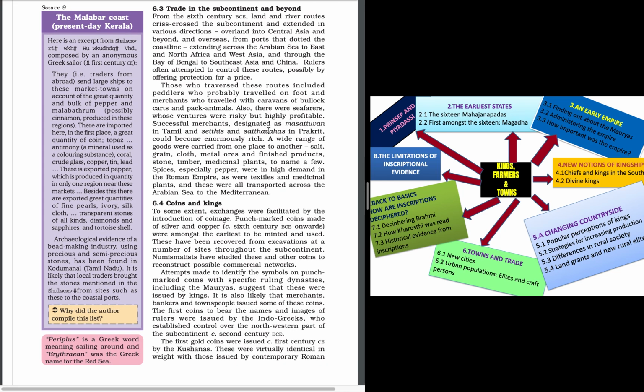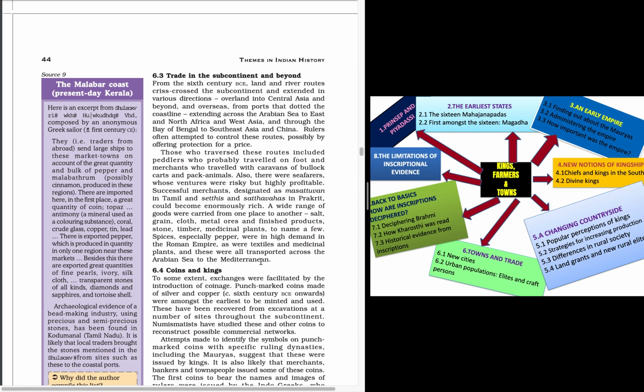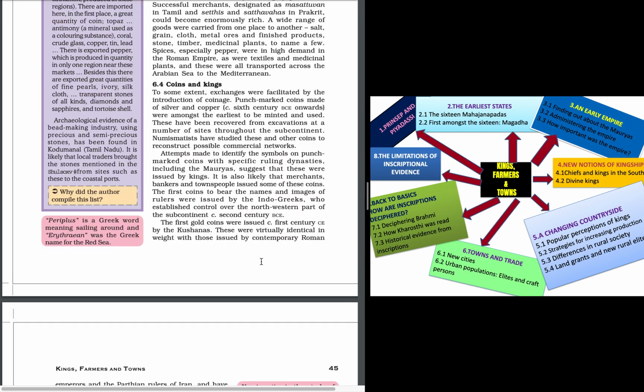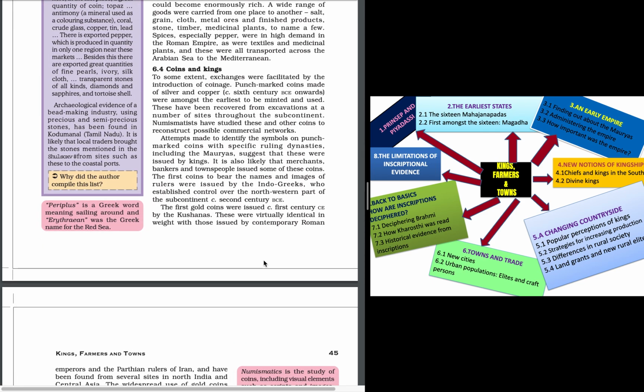6.4 says coins and kings. Then we talk about the coins and the kings, because coins were the main essential component for telling about the particular ruler, the rule and the prosperity. Numismatics nowadays is one source.